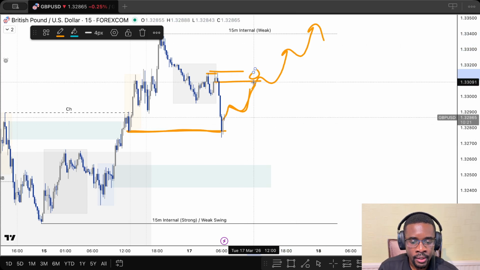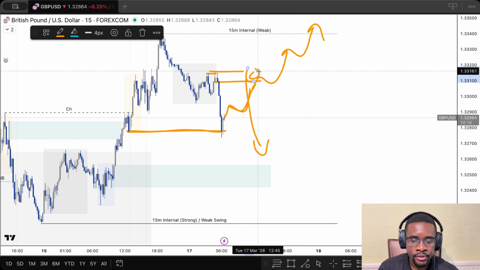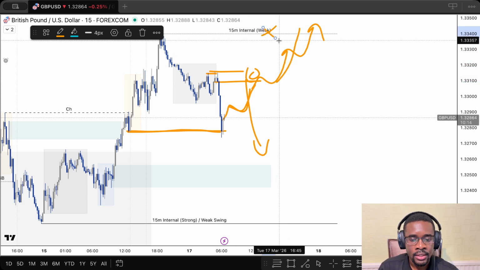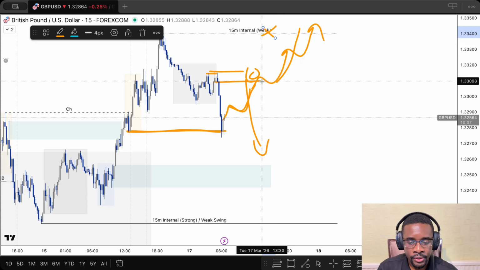So we could come up here, look for shorts. If this fails, then it's likely that price is going to continue all the way until it takes out the weak internal high. So those are my trade ideas for the day.